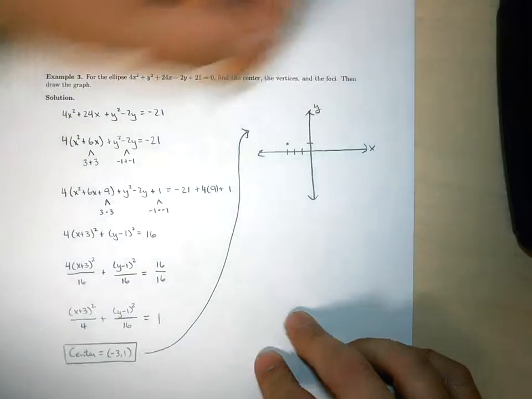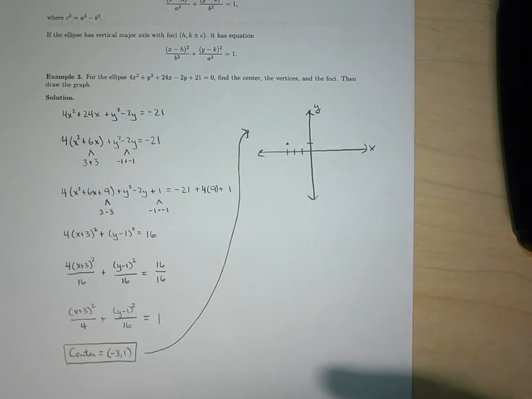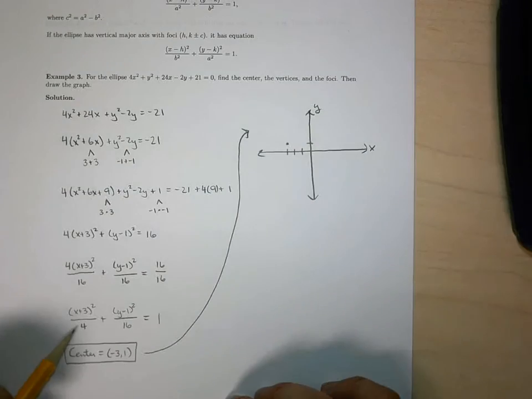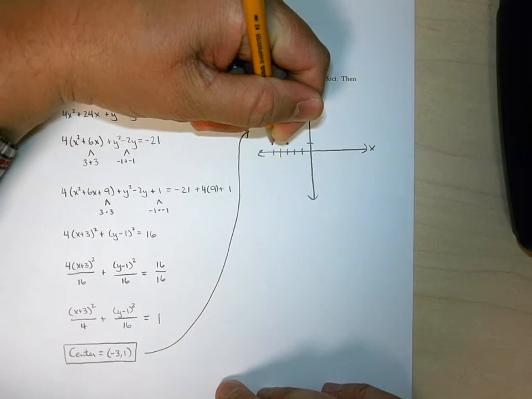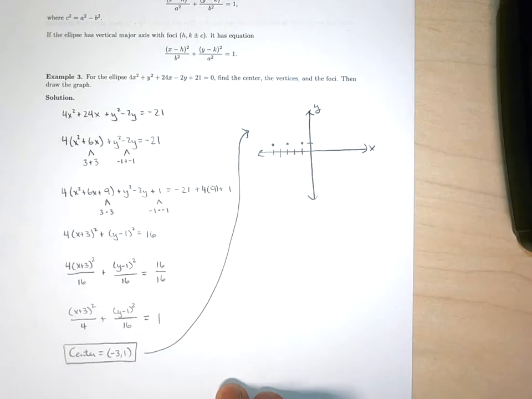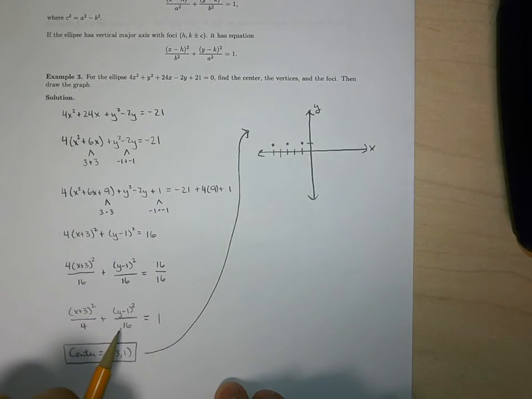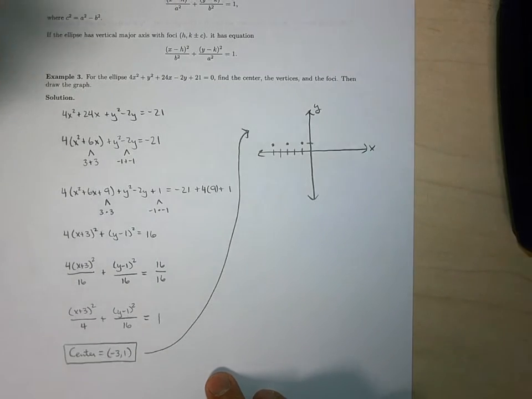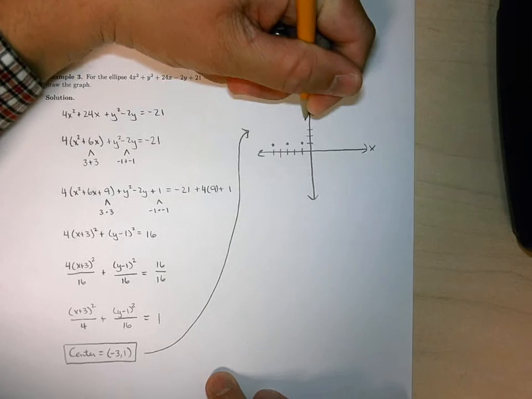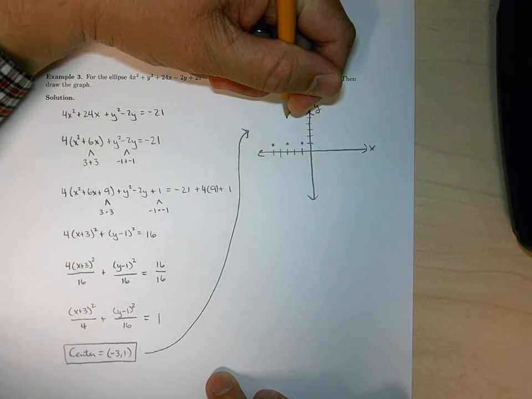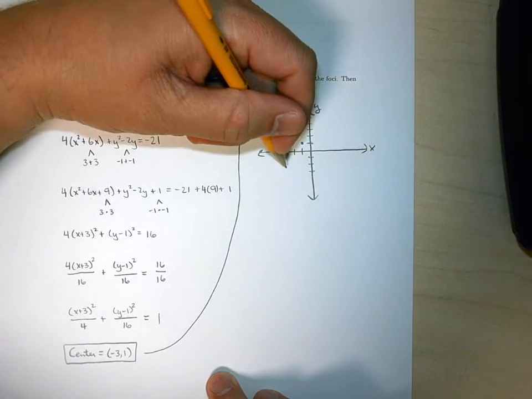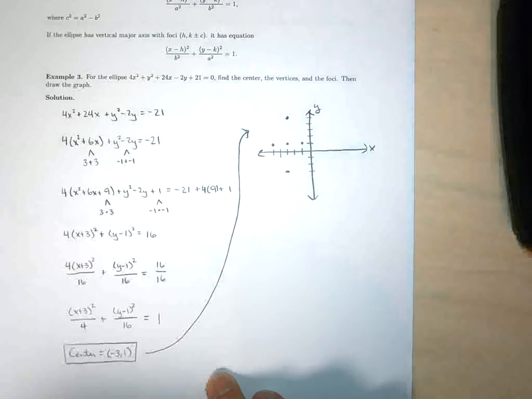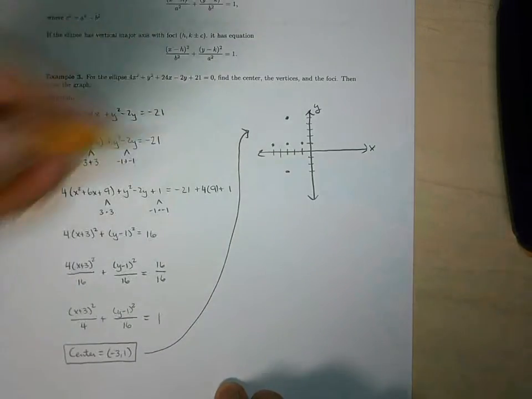Okay, so we have a center at -3, 1. Well, we have a 4 under the x, telling us that the horizontal radius is the square root of 4, or 2. So I go 2 to the left, 2 to the right. I have a 16 under my y, which tells me that the vertical radius is the square root of 16, or 4. So I'll go up and down by 4. And now I'll do my best to draw a nice ellipse.